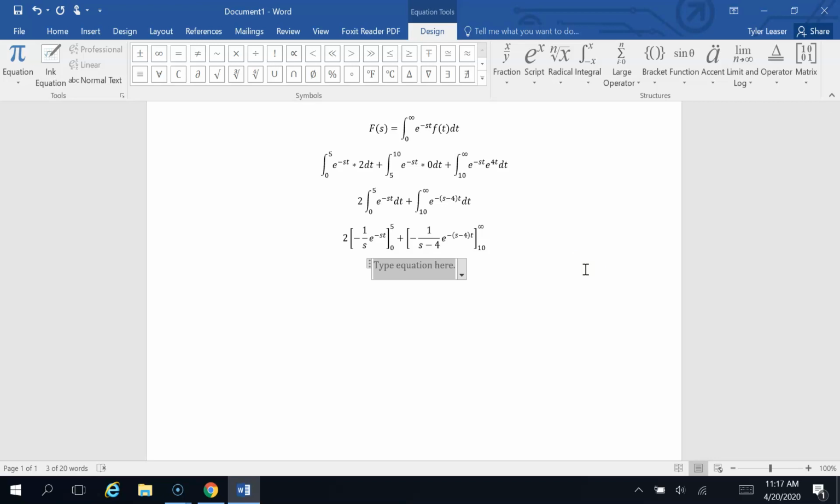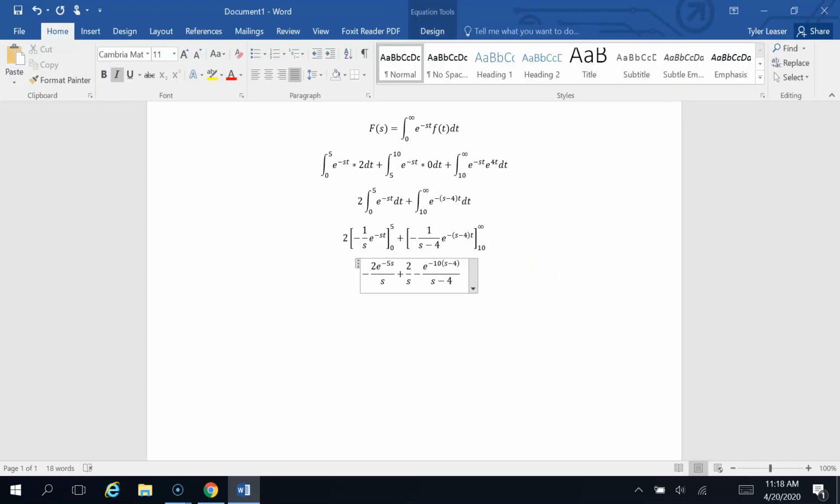So if I plug the 5 in, we're going to get negative 2e to the negative 5s, all divided by s. If I plug 0 in, the e term just goes away, and it's a double negative, so it's going to be plus 2 over s. Over here, if I plug infinity into this, I'm just going to get 0. So minus, plugging 10 in for the t value, we're going to get e to the negative 10 times s minus 4, all divided by that s minus 4.